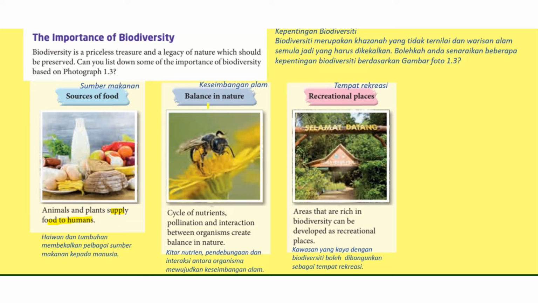Number 2, balance in nature. Cycle of nutrients, pollination and interaction between organisms create balance in nature.